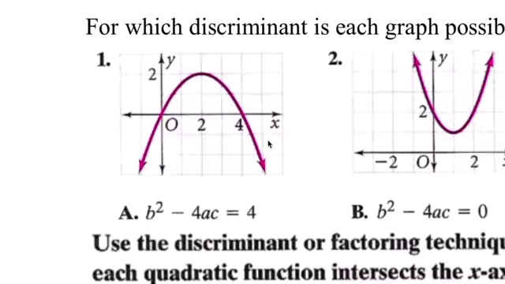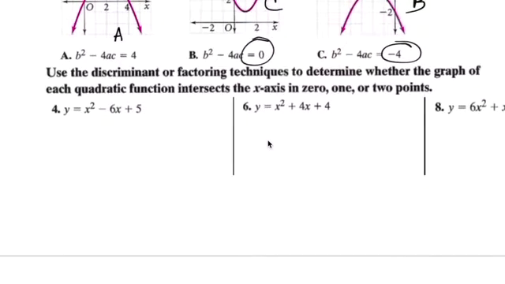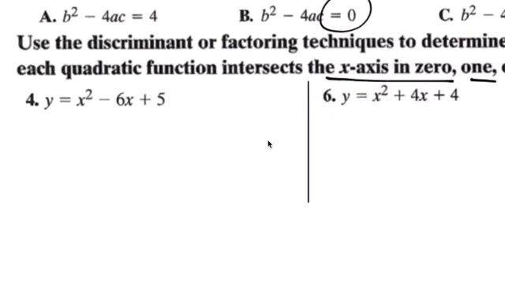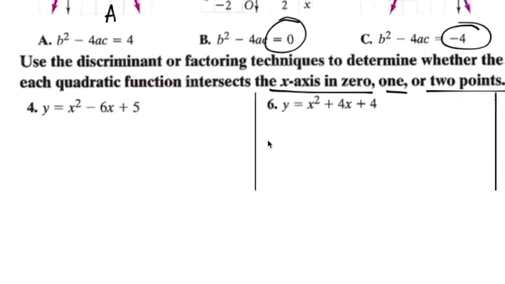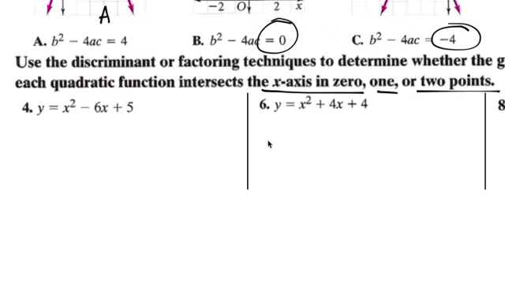Okay, this is for answer A. This is C. There's no discriminant because that's a negative, and C has one solution equals 0. It's B. Use the discriminant to determine whether the graph of each quadratic intersects the x-axis in 0, 1, or 2 points. 0, 1, or 2 points.